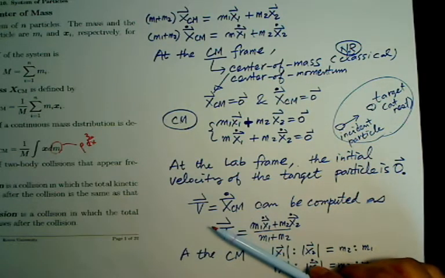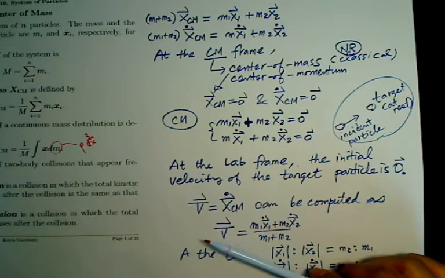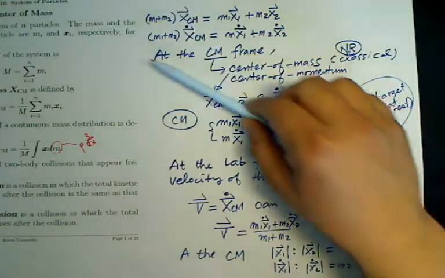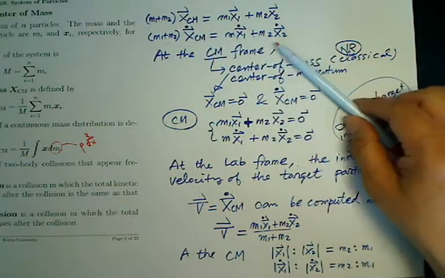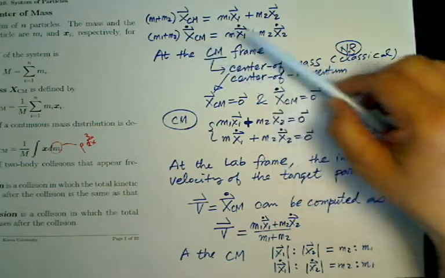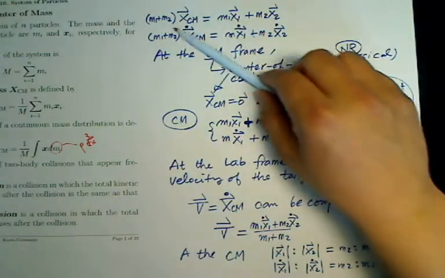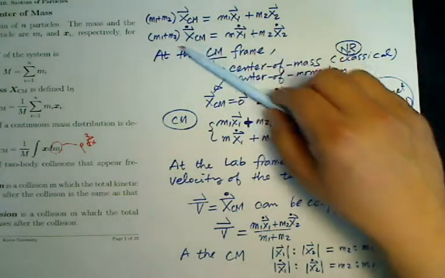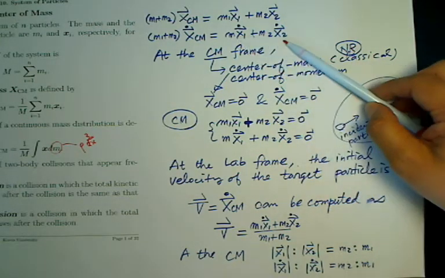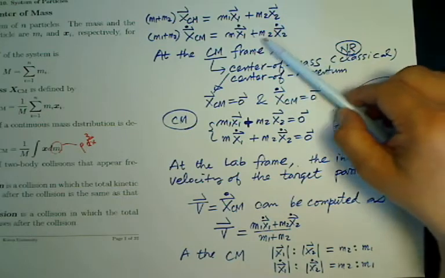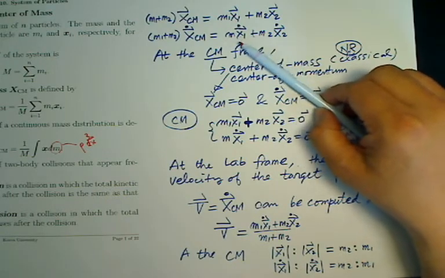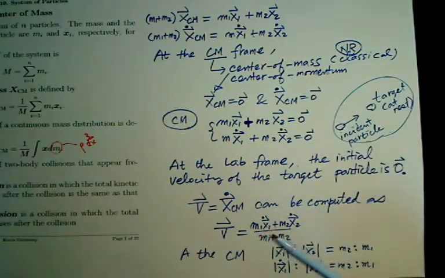We introduced a way to compute the velocity of the center of mass measured at the lab frame. This relation is true in any frame. So the velocity of the CM at lab frame can be computed by dividing the total linear momentum by the sum of the masses. At the lab frame, the target's velocity vanishes. Therefore, the initial velocity of the incident particle is important. So this is the general form.